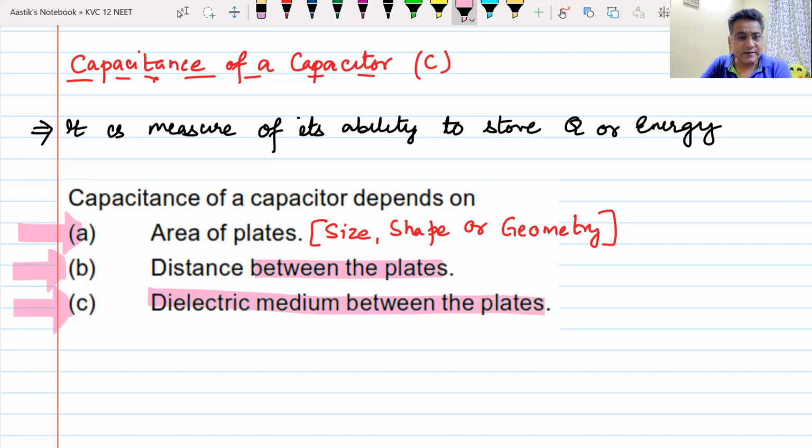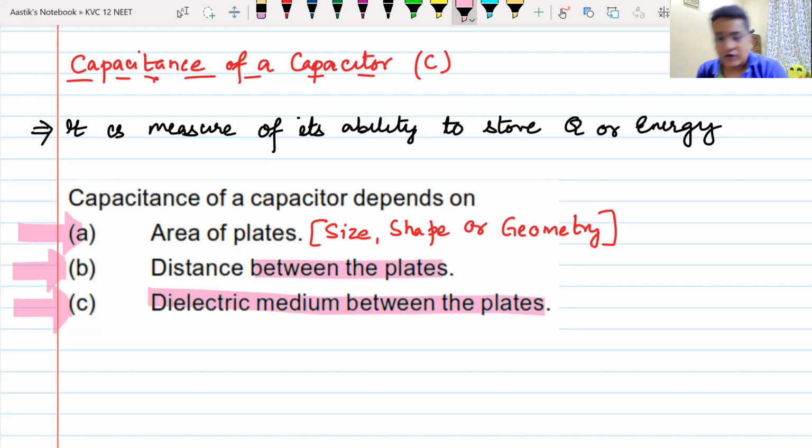It is exactly same as what we had done for a single conductor. It depends on number one, size, shape, and geometry. Number two, the medium surrounding it. And number three was presence of other conductor. If you place another conductor, then the capacitance changes. And when you have two conductors, that combination is known as capacitor, and the capacitance depends on the distance between the two plates. Do we understand this?